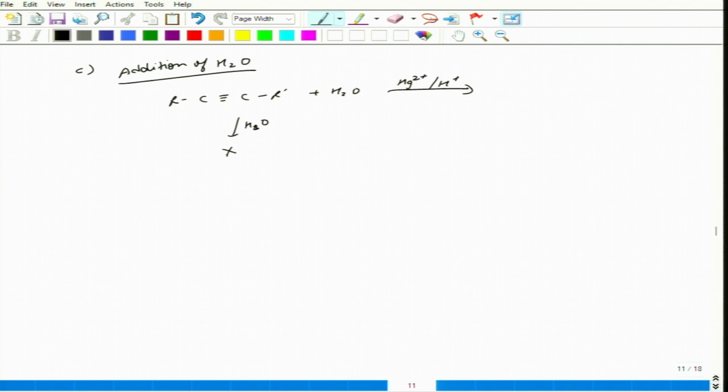Similarly, with the alkynes we need some acidic media, H+, or some Hg2+, that means mercury 2+ ion. What will it form? On one side hydrogen will go, and on the other side OH, and further reacting. Now what will happen? You must be thinking that similarly an H2O molecule will be added and it will form something like this.